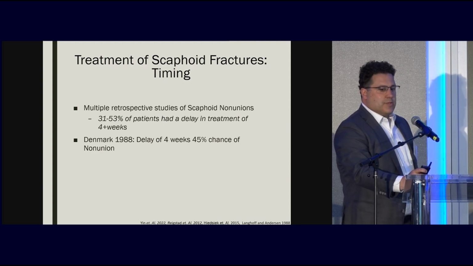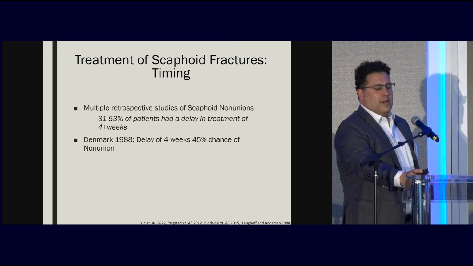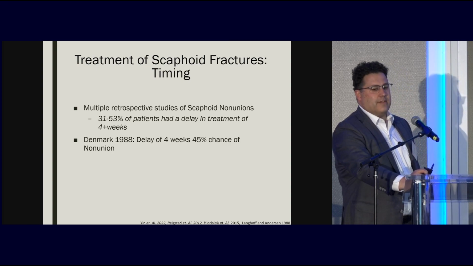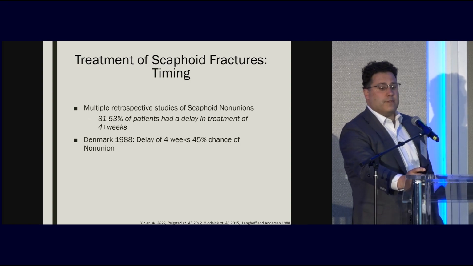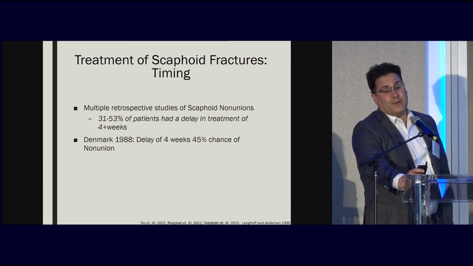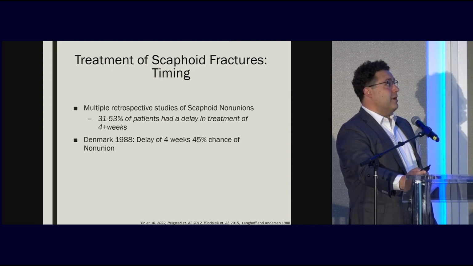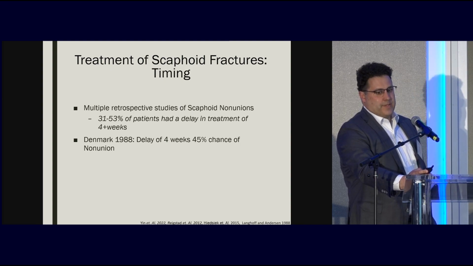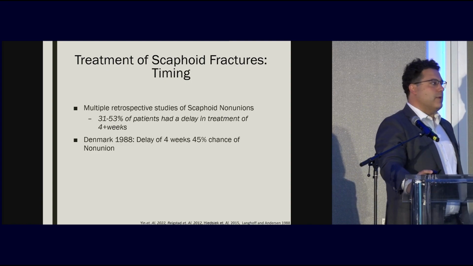All right, so the most important thing about making sure that these don't go on to non-unions is treating them in a timely fashion. Retrospective studies of scaphoid non-unions from many countries show that about 30 to 50% of patients had a delay in treatment of at least 4 weeks before they showed up. Even more powerfully, in Denmark, they showed that if you delayed treatment by 4 weeks, you had a 45% chance of having a non-union.